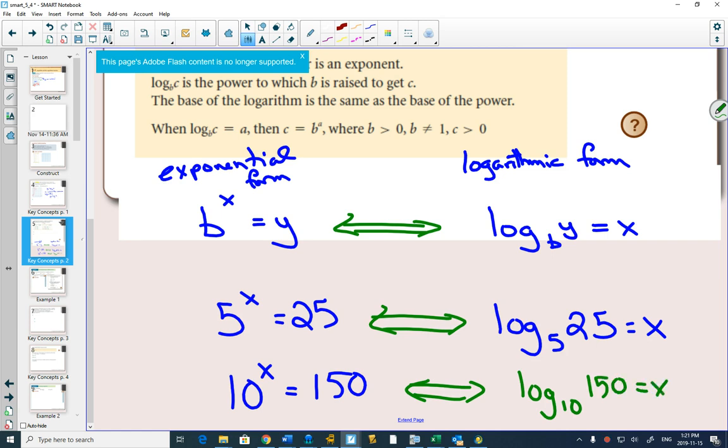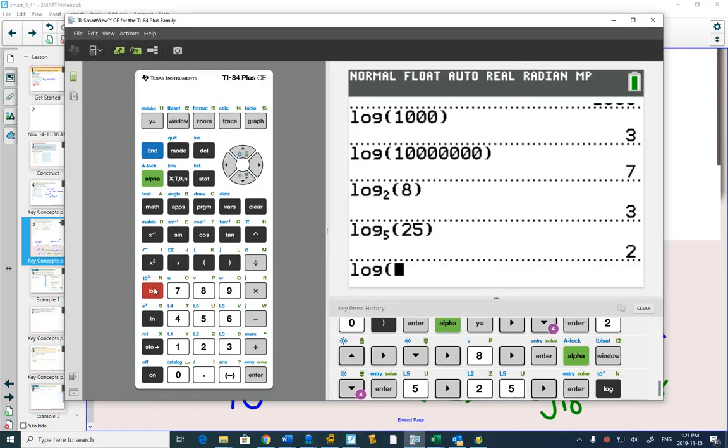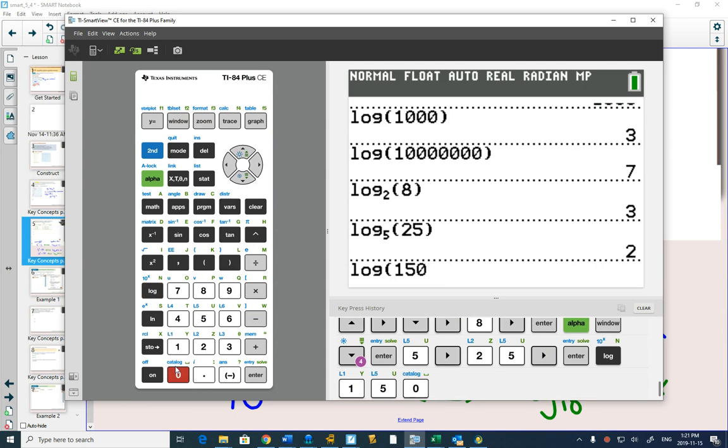So the base goes there, the answer goes inside, and logs always solve for exponents. Now I can type this into my calculator. Log 150. Notice when you use the log button, a base doesn't need to be written, and it means a base of 10.